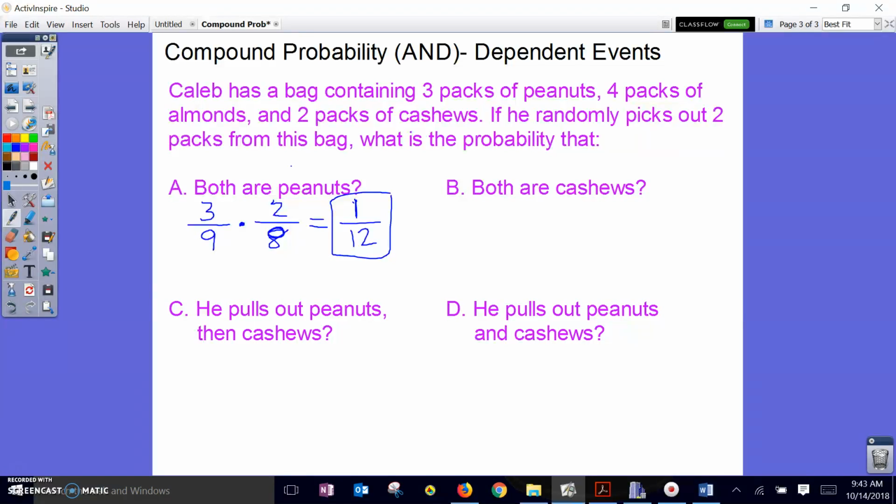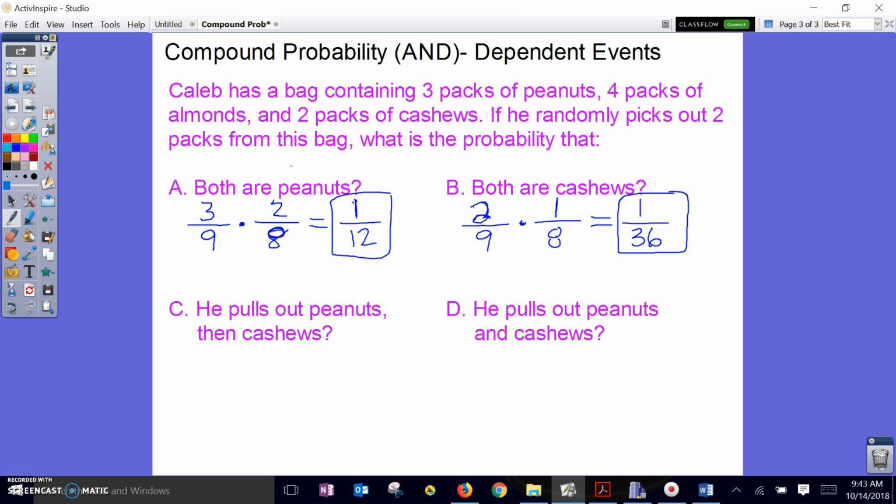Okay, next, the probability that both are cashews. To pull out cashews first, it's got a 2 in 9 probability. And then after he's pulled out 1 pack of cashews, there are 8 packs left, 1 of which is a cashew. We go ahead and multiply that out, and that's just going to be 1 in 36 probability.